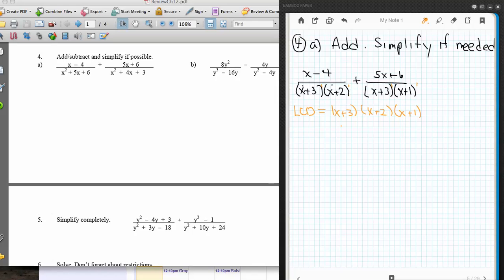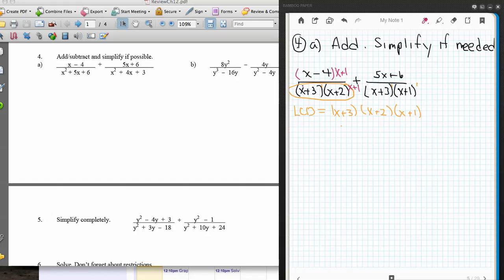Now what I'm going to do is build the higher term. So I ask myself what's missing from this current denominator to give me this one. And obviously it's the x plus 1. So I'm going to multiply both the top and the bottom by x minus 1. Sorry, not x minus 1, x plus 1.